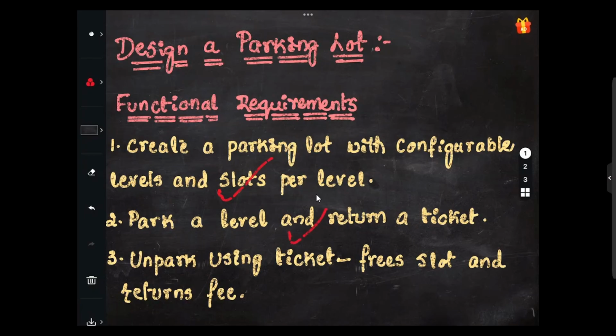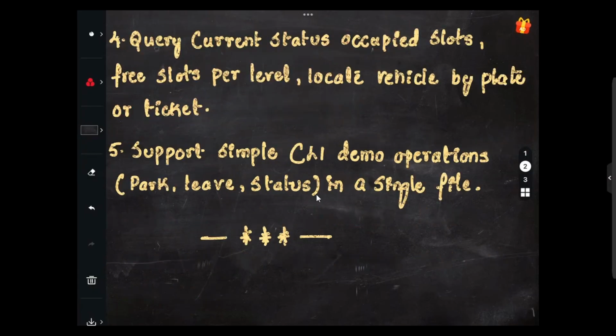We should be able to unpark using the ticket, meaning unparking frees the slot, and we should be able to return the fee, right? After unparking, obviously the slot should be freed, and also we should be able to return the fee. Next, the fourth one: query the current status. We should be able to query the occupied slots and free slots per level, and locate the vehicle by plate or ticket.